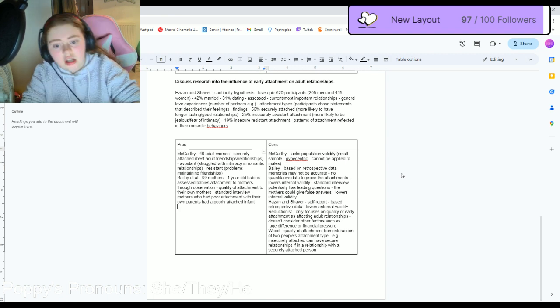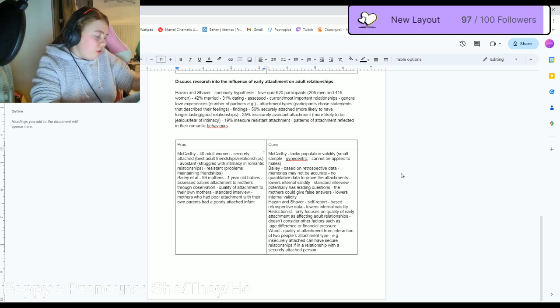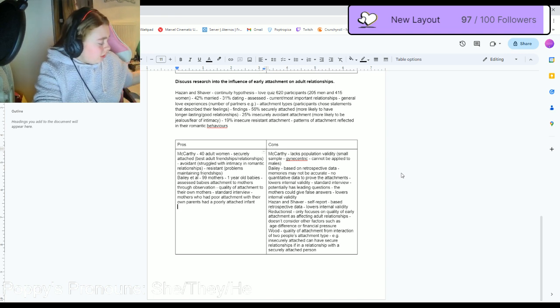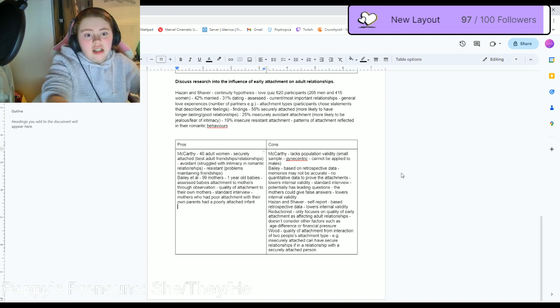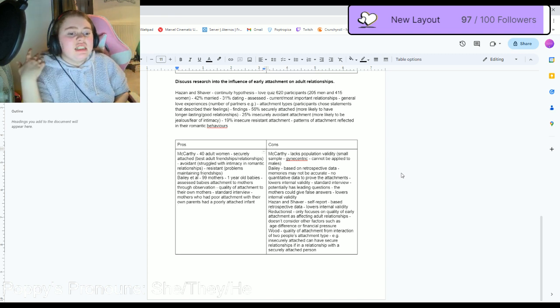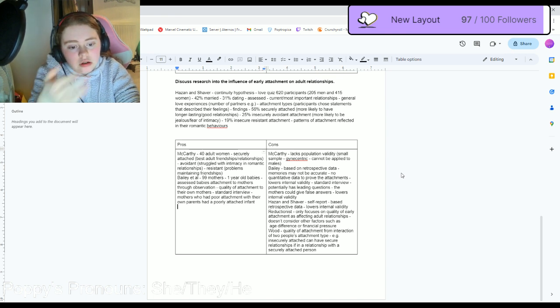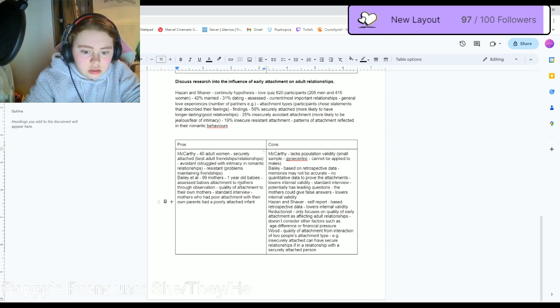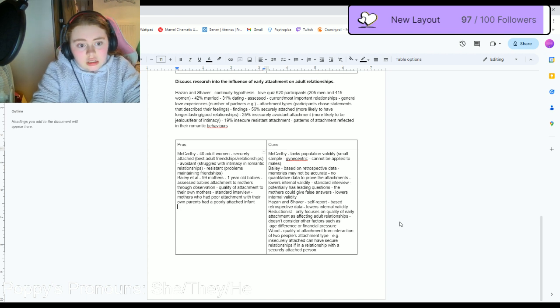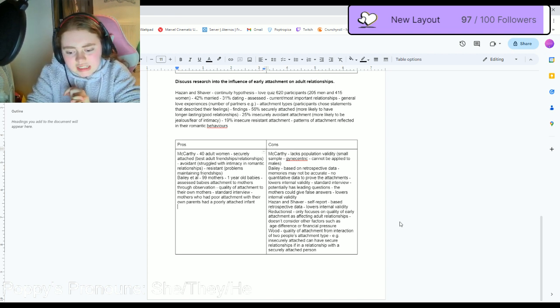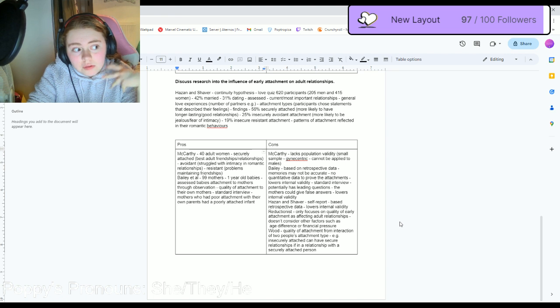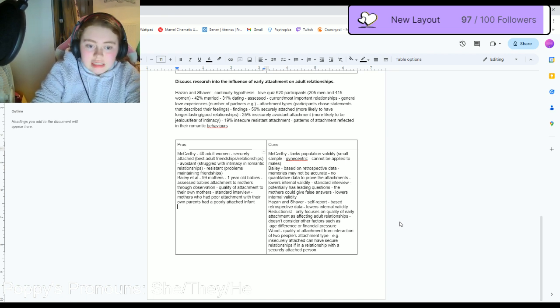And we could just put some general pros of self reports, because Hazan and Shaver's study is a self report. I can't remember what McCarthy says. Bailey's is a self report and an observation. So, for a love quiz, it gains a lot of qualitative data, which can be more thoroughly analyzed than quantitative data.